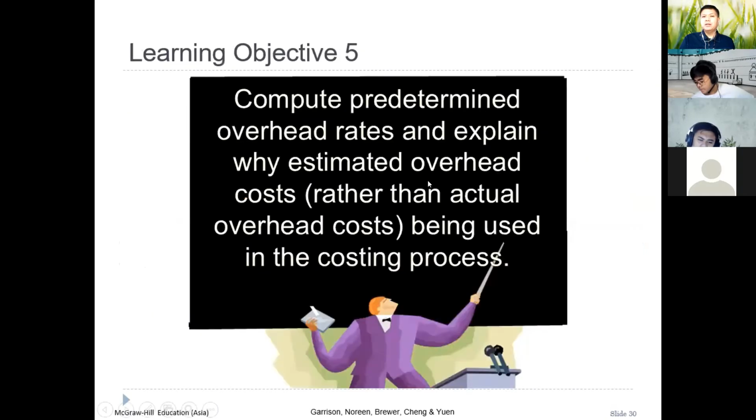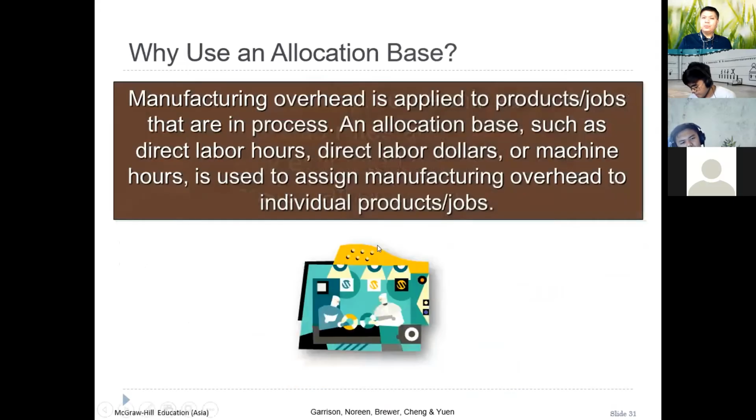Okay? Next, let's go to learning objective number 5. Compute the predetermined overhead rates and explain why estimated overhead costs rather than actual overhead costs are being used in the costing process. Why is it so? Bakit kaya? In actual, bakit kaya useful yung estimated overhead cost ang ginagamit natin? Anybody? Why not the actual overhead costs?